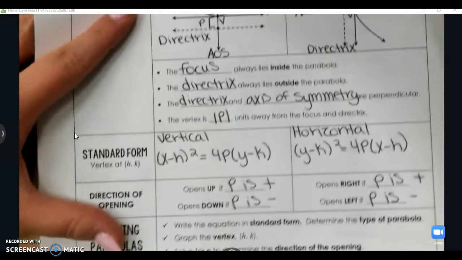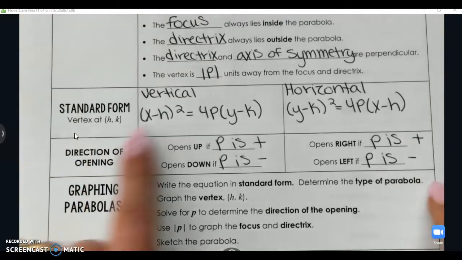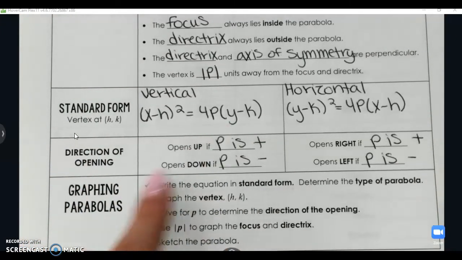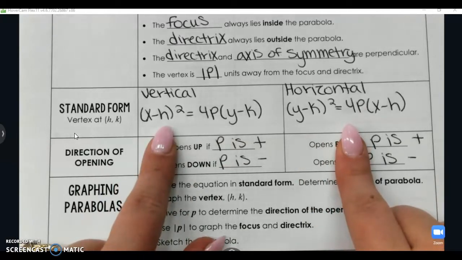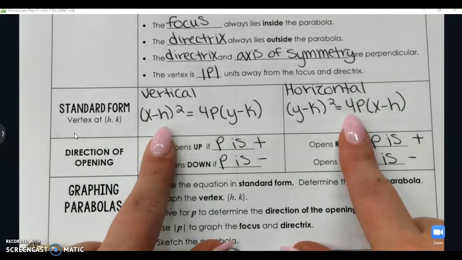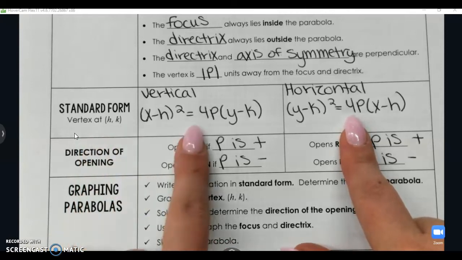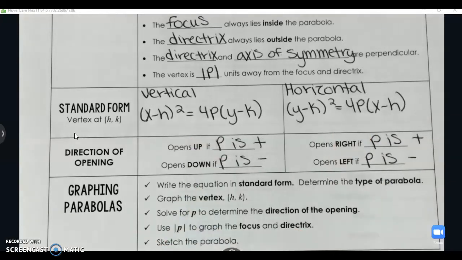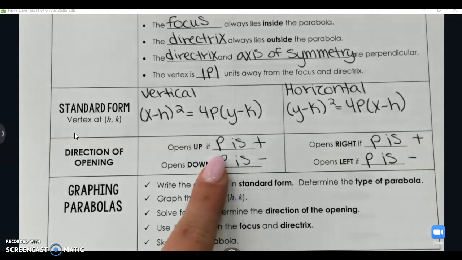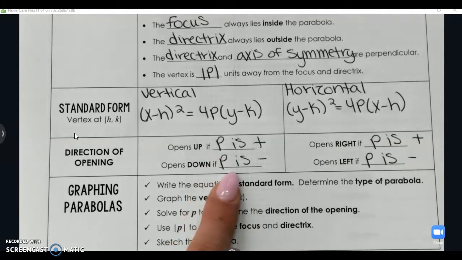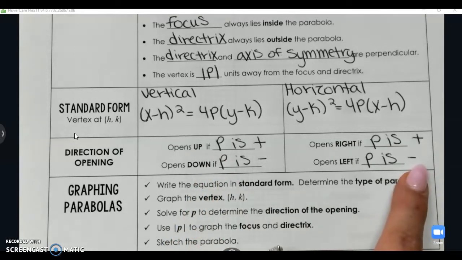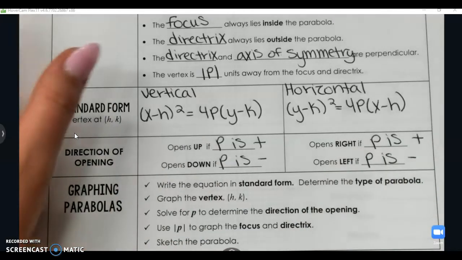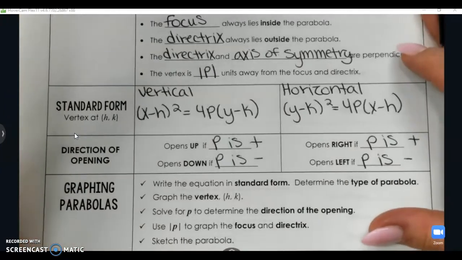So what does this mean as far as equations go? The standard form for the equation of a parabola is as such for a vertical and then a horizontal parabola, where our vertex is (h, k), and then P, again, is that distance between the vertex and the focus, and the vertex and the directrix. So when P is positive in a vertical parabola, we're opening up. When it's negative, we're opening down. When P is positive in a horizontal parabola, we are opening to the right, and when it's negative, we're opening to the left.